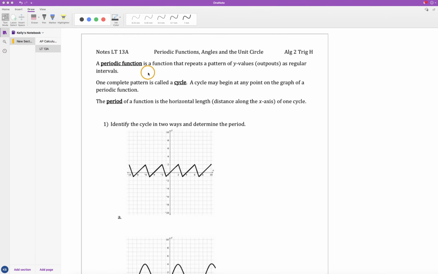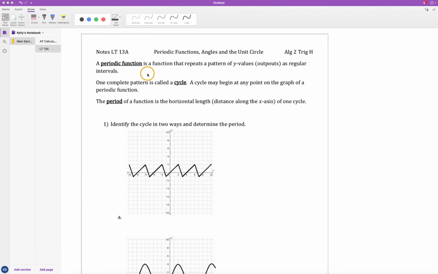The first is, what is a periodic function? A periodic function is a function that repeats a pattern of y values or outputs at regular intervals. The way I like to think about a periodic function is it's a stamp that's going to repeat. If I had a piece of paper and I were to put down a stamp horizontally, I could then pick it up and move it and repeat the pattern all the way down, and the stamp would be connecting itself.